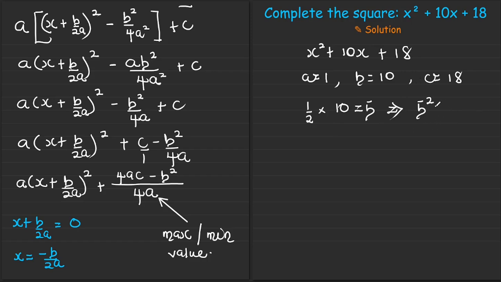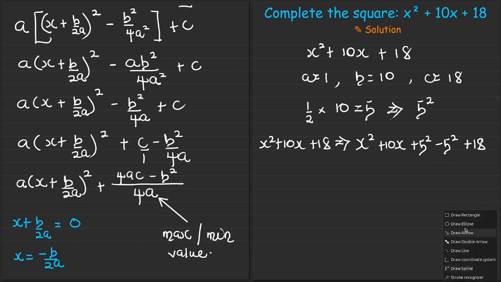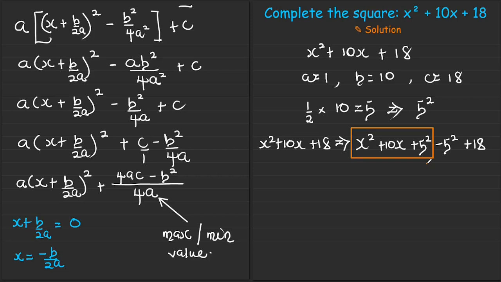Once we have squared it, we add and subtract it between the second term and the c. So instead of x squared plus 10x plus 18, we are going to have x squared plus 10x, adding and subtracting, so plus 5 squared, then minus 5 squared, and then plus 18.